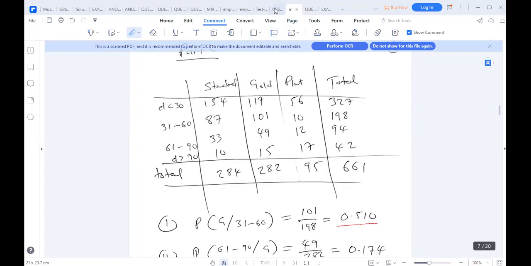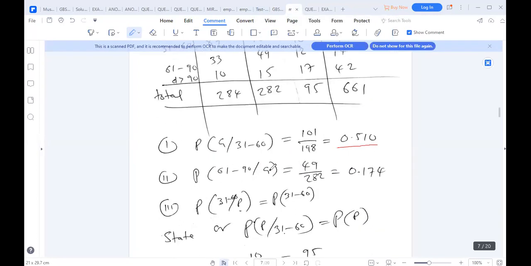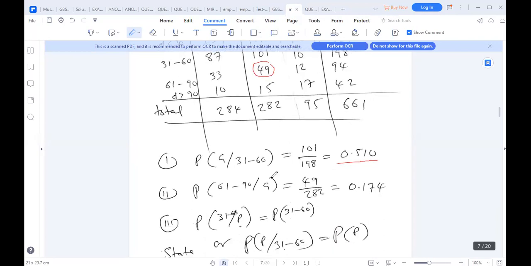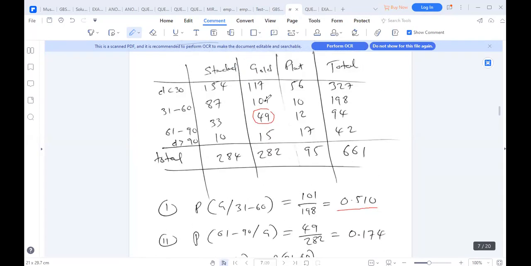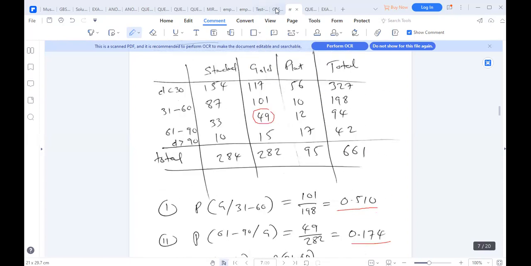The next question is asking, what is the probability that the randomly selected gold card is 61 to 90, given gold? So you go where they meet, 61 to 90 given gold. They're meeting here. But the total for the bottom, the gold, is 282. So it is going to be 49 over 282, which is 0.174. And the last part of the question has been asked.